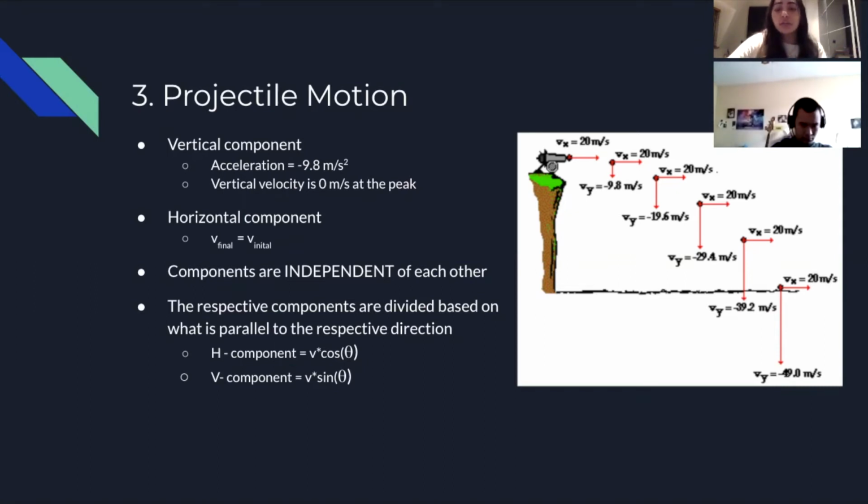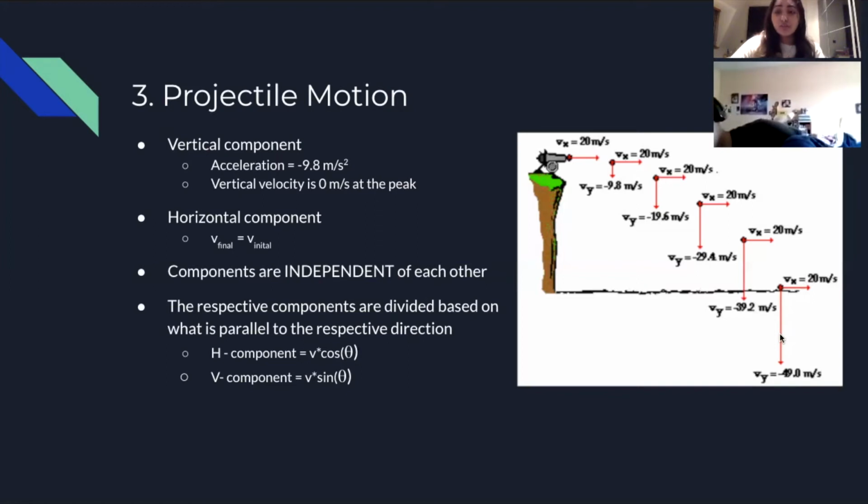With the horizontal component, what's interesting is that the final velocity is the exact same as the initial velocity. As you can tell by these two characteristics, the components of velocity are completely independent of each other. Therefore, you have to solve as though they're completely independent, with different equations. To recognize which one is which, we use the formula that the horizontal component is the velocity times the cosine of theta, and the vertical component is the velocity times the sine of theta.